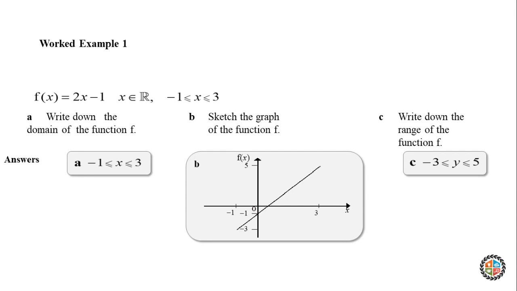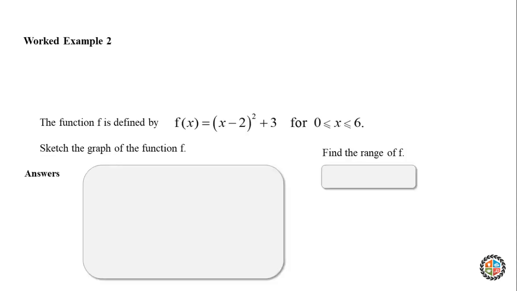Let's move to worked example number 2. The function f is defined by f of x is equal to -2 plus x times (x minus 2) to the power of 2 plus 3, for x greater than or equal to 0 but less than or equal to 6. So the restriction is only from 0 to 6, and we will consider that later on. Now, the first question says, sketch the graph of the function.